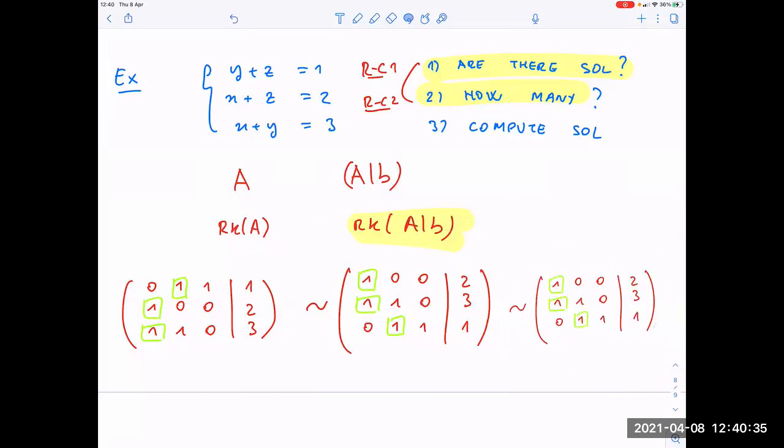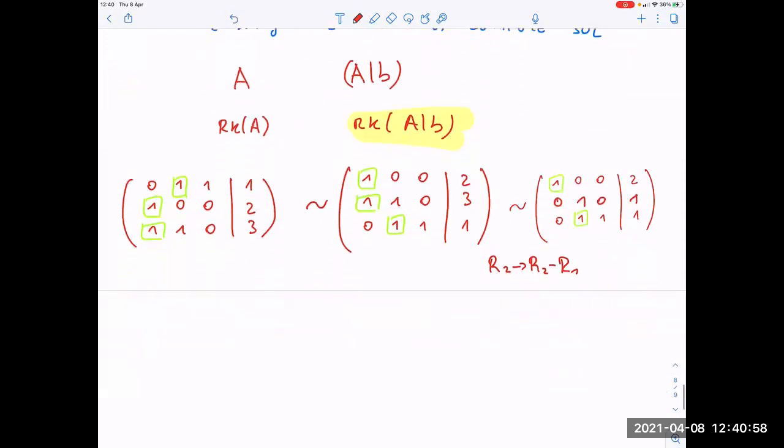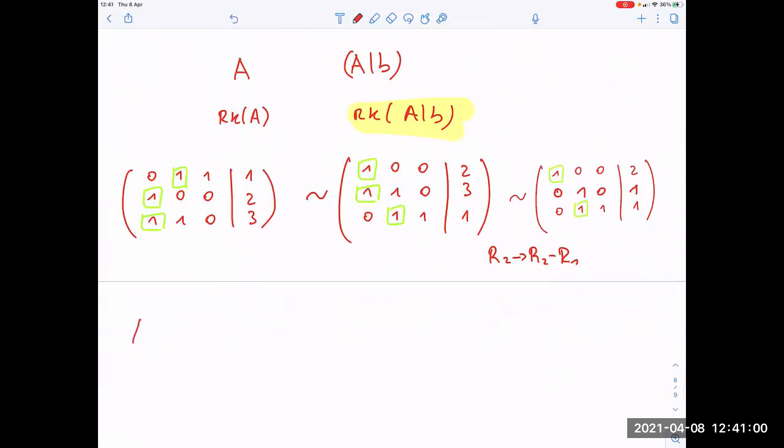Okay, so I just do the following. I take row 2 minus row 1. Okay, let's clean this up. So I get 1 minus 1 is 0, 1 minus 0 is 1, 0 minus 0 is 0, 3 minus 2 is 1. So here is what we get. And then let's make the final step.